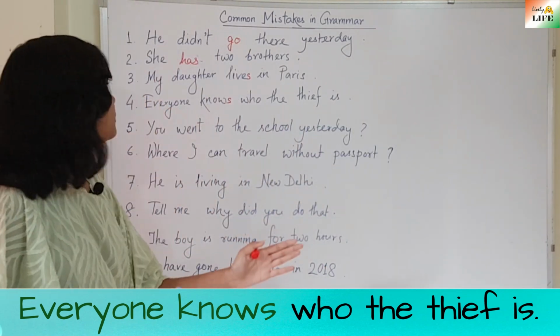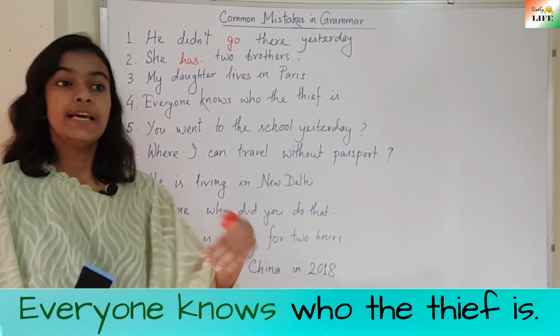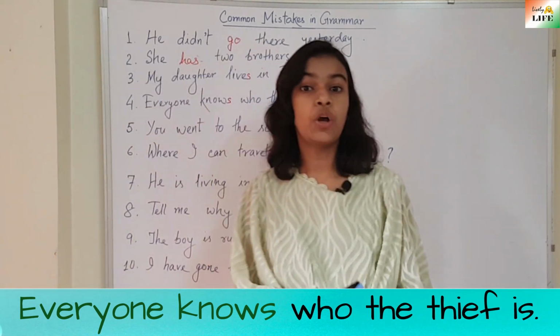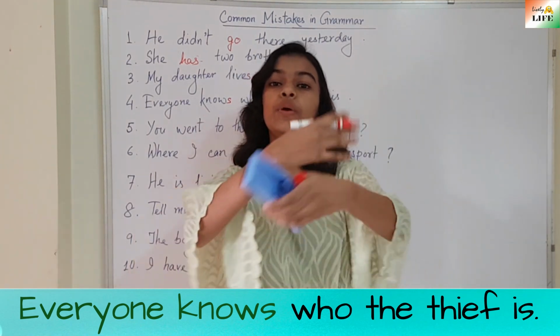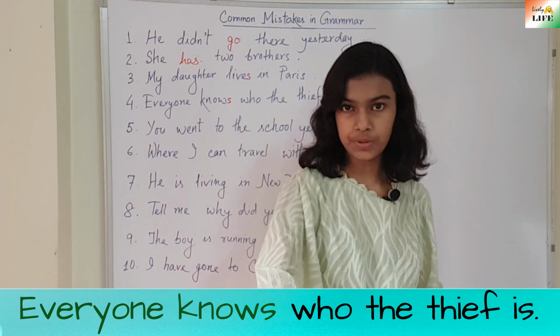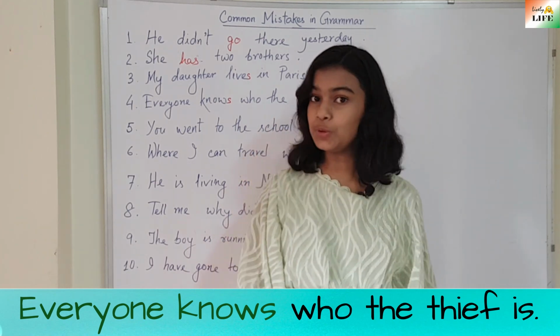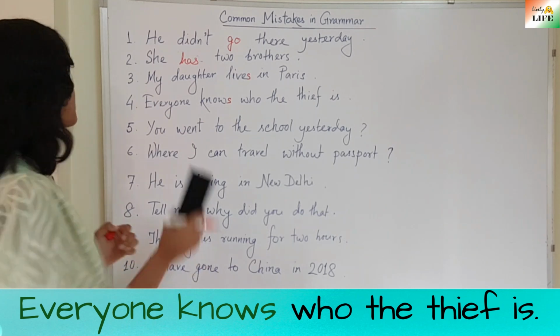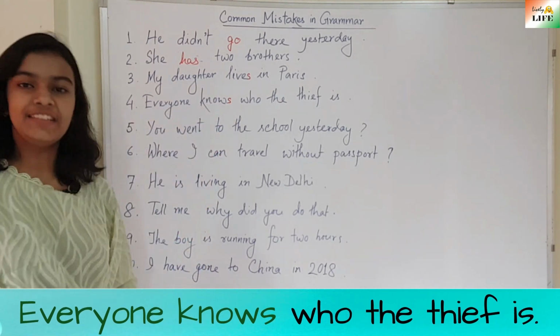So just remember this, that everyone, everybody, these are actually third person singular subject, because when we mention everyone, we talk about one group. So when we are talking about one group, then that is singular. So third person singular subject. Everyone knows who the thief is.